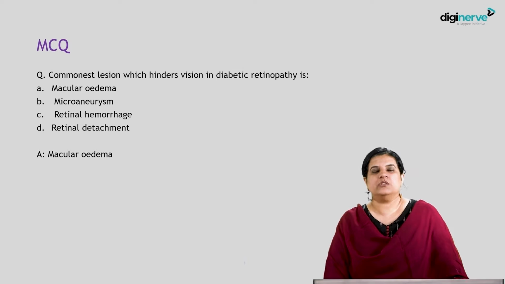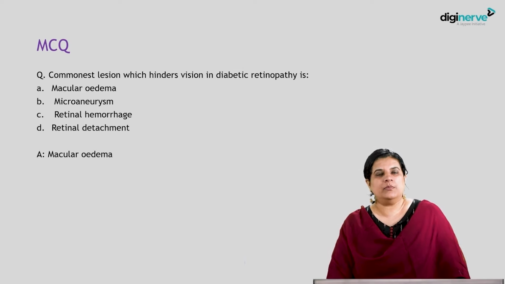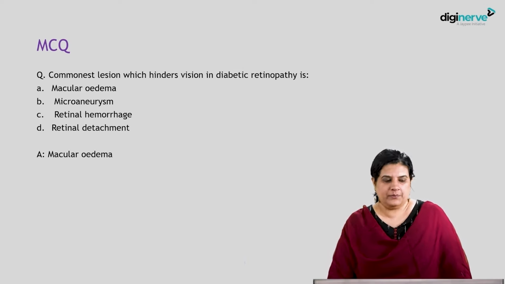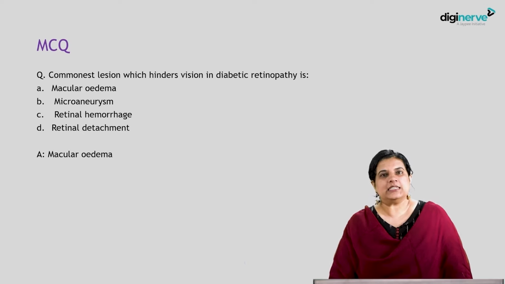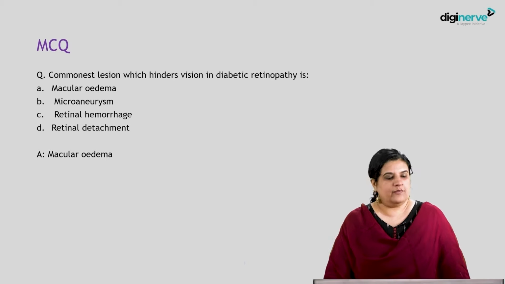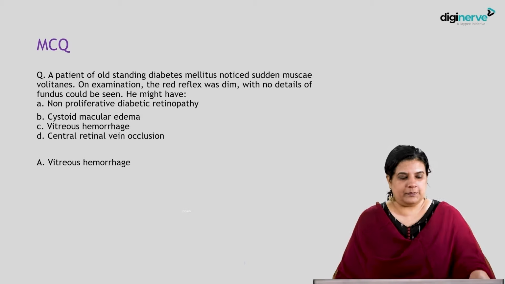Retinal hemorrhages usually are more common in the mid-periphery. Retinal detachment, which can occur because of proliferative vitreoretinopathy or because of tractional bands, also involves the periphery or the mid-periphery more commonly. Since the light is supposed to focus on the macula, and if the macula is edematous, the patient is definitely going to have a compromised visual acuity. So by exclusion, the answer is macular edema.